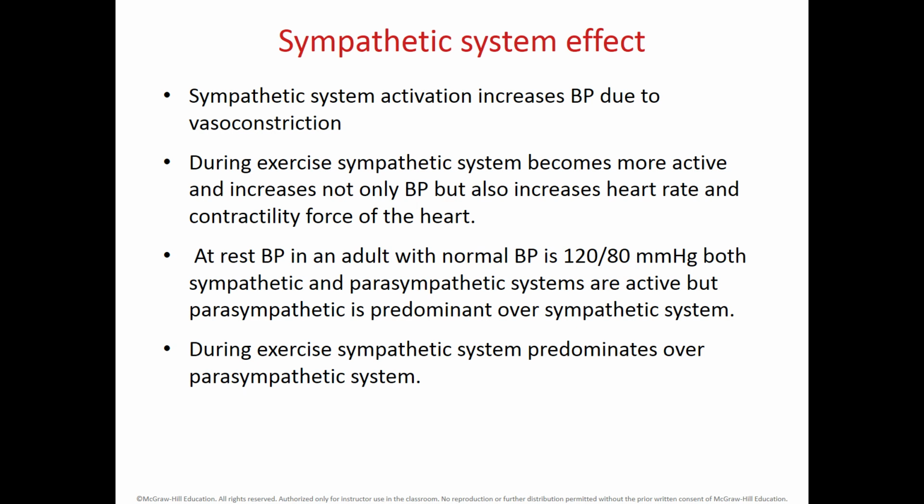system lab exercise. And when you are resting, your blood pressure is usually around 120/80, and both sympathetic and parasympathetic systems are active, making this to happen, to have this normal blood pressure. But the parasympathetic system, remember, is part of the rest and digest system, so this will be a more predominant system when you are at rest than the sympathetic system. And when you start exercising, your sympathetic system will predominate over the parasympathetic system, so it will increase your heart rate, your contractility of the heart, and your blood pressure.